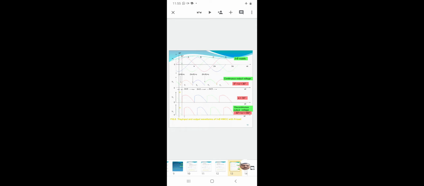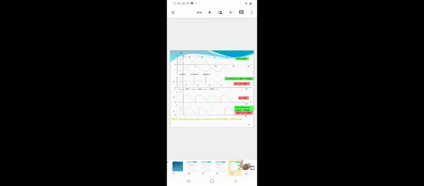For phase B, the thyristor T2 starts conducting at 5π/6 plus alpha. And for phase C, the T3 thyristor starts conducting at 9π/6 plus alpha. For this particular time period, each thyristor starts conducting in alternate phases. So T1, T2, T3 thyristors start conducting: for phase A, T1; for phase B, T2; for phase C, T3.